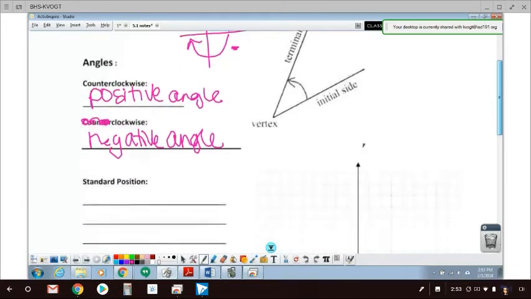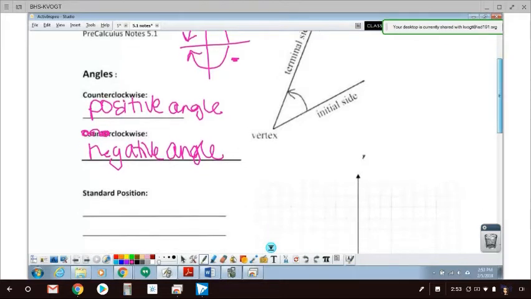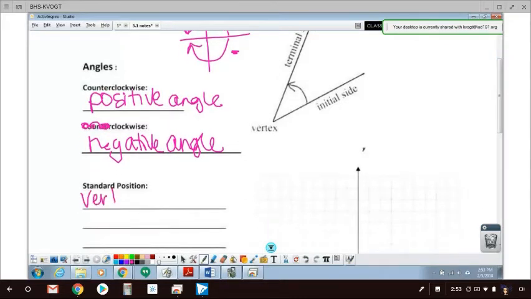Standard position is when an angle has its vertex at the origin and its initial side on the positive x-axis.